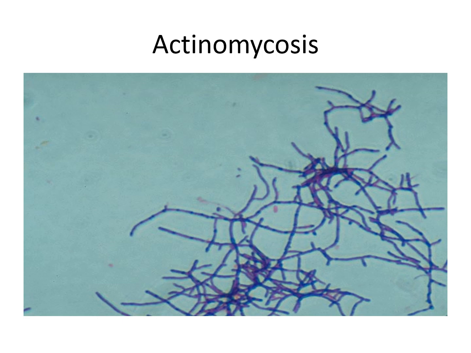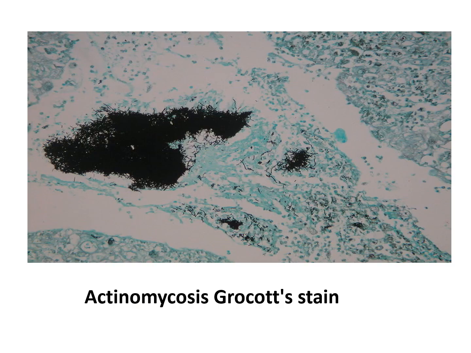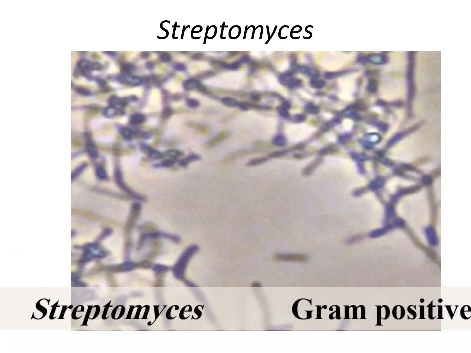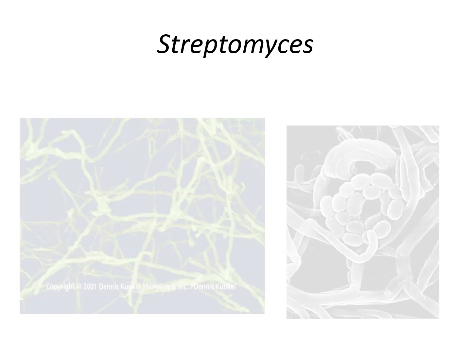Actinomyces by gram stain. Nocardia by acid-fast stain, which is partially acid-fast. Actinomyces stained by Grocott stain, a special stain for silver granules of actinomycosis, giving a black precipitate. This is another picture of Streptomyces by gram stain. It is gram positive.